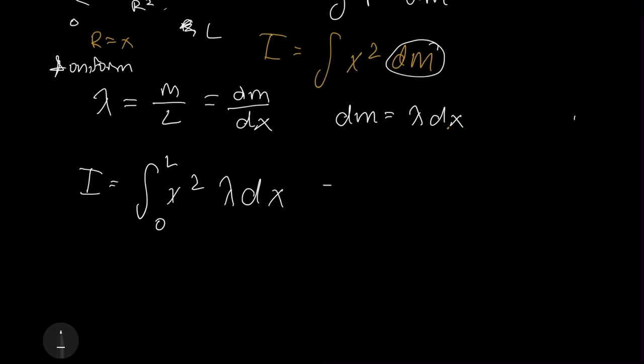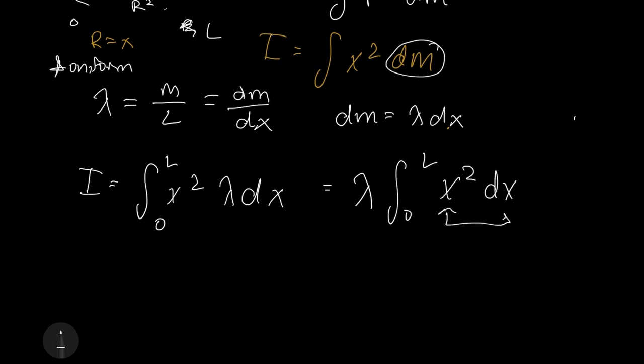So we can pull that out of our integral, and it can just be lambda times the integral from 0 to L of x squared dx. And it's nice how these match up, because otherwise the integral wouldn't work. And then we have I equals lambda times 1/3 x cubed, from 0 to L.